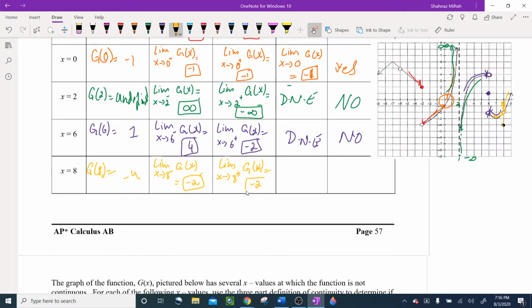The limit does exist actually, but the limit and the defined point are not the same values. So I can say limit as x approaches 8 of g of x. Do you see I don't have the signs positive and negative, which means I am talking about both. Negative 2 is good. But is it continuous? No, because the defined point and the limit are not the same. Okay, so this is how we are dealing with all of this.